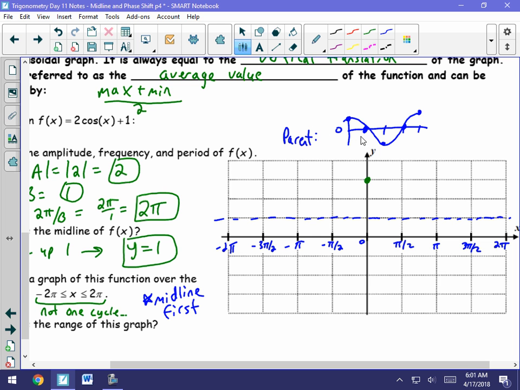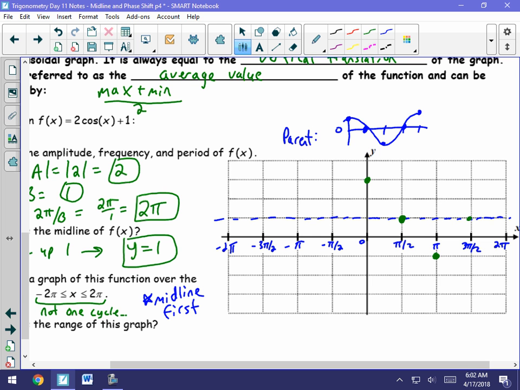Then I'm going to proceed on with the cosine pattern. The next point would normally go down at 0, but that's really because it's on the midline. So the next point on the cosine graph is going to be here. And so that midline is like the anchor for the graph. Okay, then we go to the minimum, which is whatever the amplitude is below the midline, and my amplitude is 2. So this point here has to be 2 below this midline.